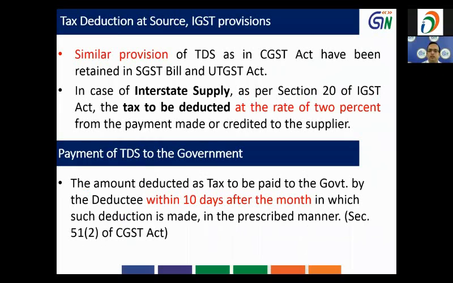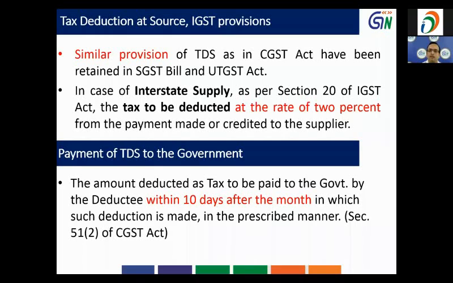As you can see, a similar provision for tax deduction at source has been given in the SGST Act, and also in the UTGST Act. So that's where 1% is mentioned. And in case of interstate supply, the rate of 2% has been mentioned. So that's what we covered in the last slide also.